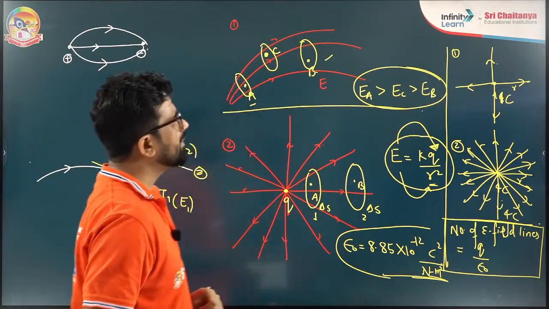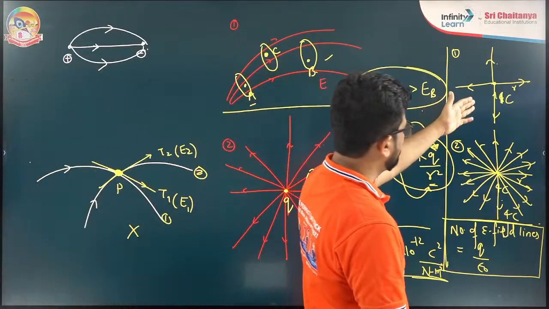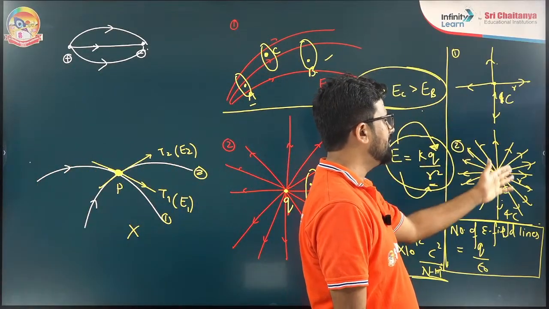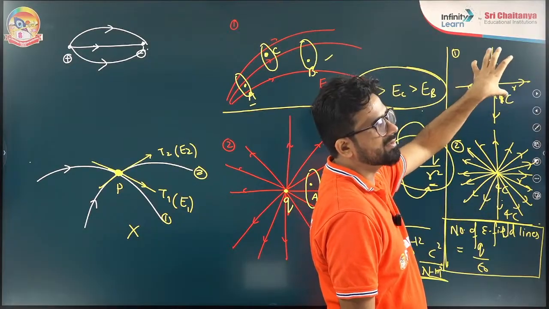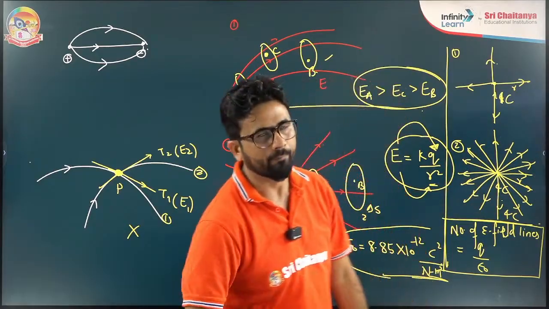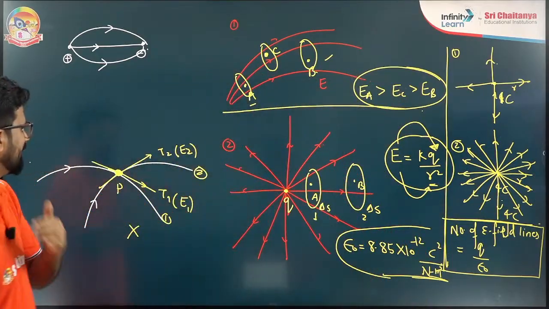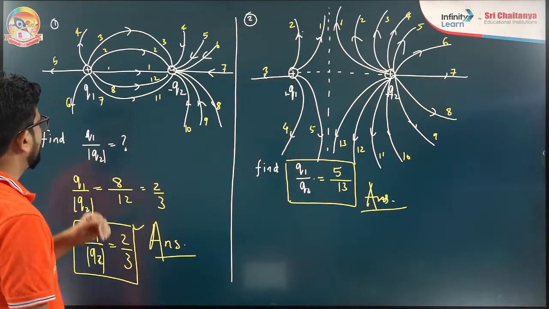Similarly, I have given you some examples. Suppose there is one charge. This is 1, this is 4Q. This is 1 Coulomb, and this is 4 Coulomb. So if I draw 4 lines here, this would be 16, 4 times more. Similarly, I have given some other examples also, you can check them.